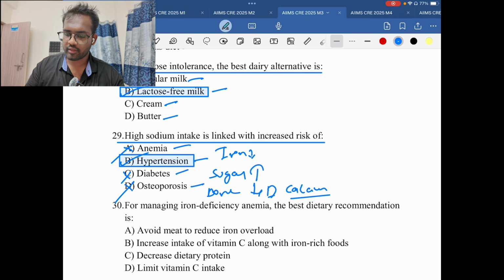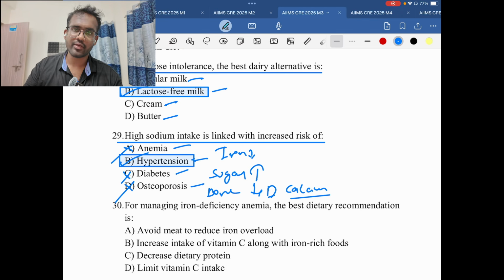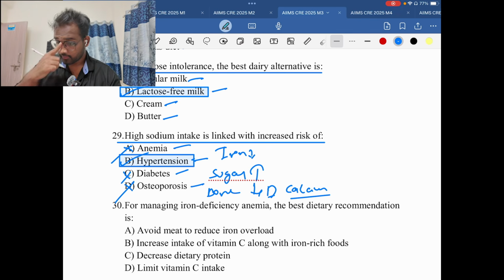Hypertension is related to the increased risk of cardiovascular disease and blood pressure.